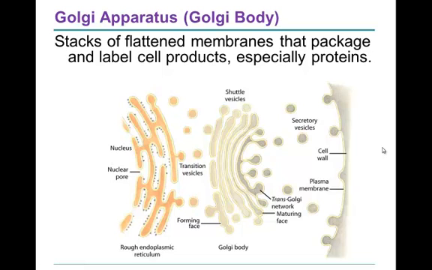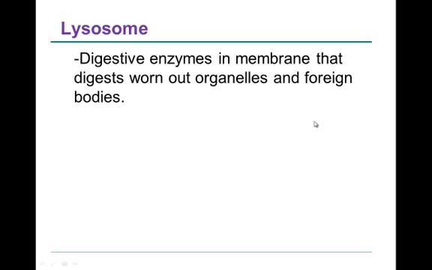An additional organelle is the lysosome. And we can use an etymological approach here. Lys means to split, and some means body. So these are bodies which can cause splitting. This is because they are membranes that are filled with digestive enzymes, and they help to digest worn-out organelles and foreign bodies. And so lysosomes do contain these digestive enzymes.